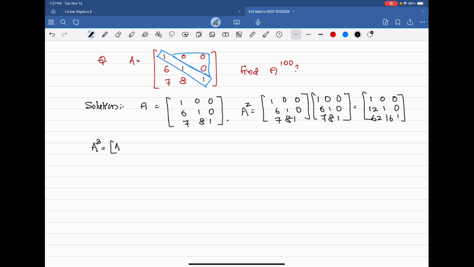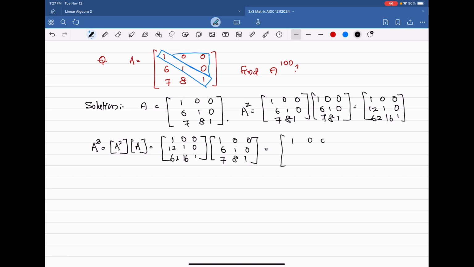A cube is nothing but A square into A. A square is [1 0 0; 12 1 0; 62 16 1] into A, which is [1 0 0; 6 1 0; 7 8 1]. Then what will be the value of A cube? [1 0 0; 18 1 0; 165 24 1]. In this whole process, finding A square and A cube from A is not very difficult. It can be done in a few seconds, as we have done by observing this matrix.